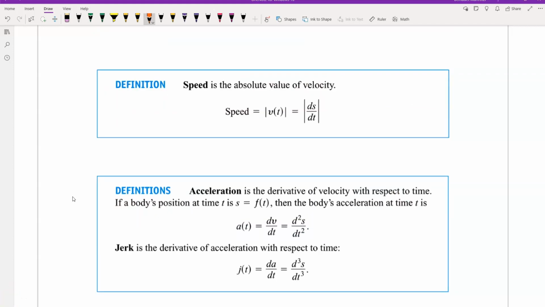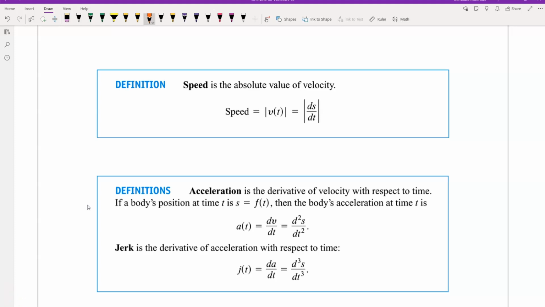Now here we have speed, and that is the absolute value of velocity. For speed, we cannot have negative numbers. For velocity, we may have negative or positive numbers. With speed, we don't have negative numbers. So we have to use the absolute value of velocity. So that is the absolute value of v of t, equal to the absolute value of the derivative of s with respect to t.